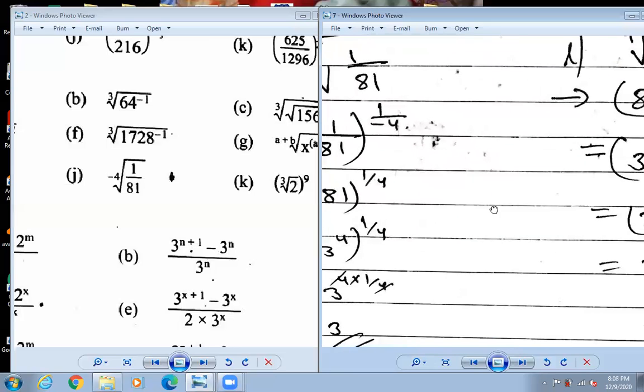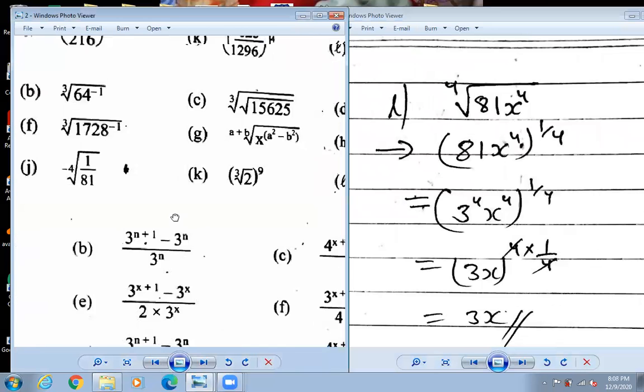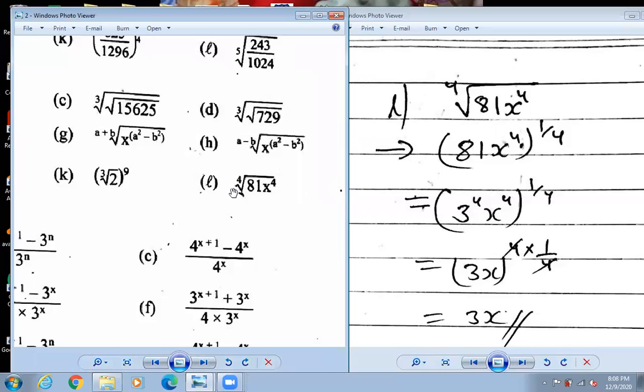Pause the video if you have not completed. Repeat the video if you have not understood. So number L. This is almost the same. There is x power 4. This 4 is not for 81 and x both, it is just for x only. But if there is a bracket sign, then this 4 will be for both the numbers. Here, the power has no bracket sign, which means it is just for x only.